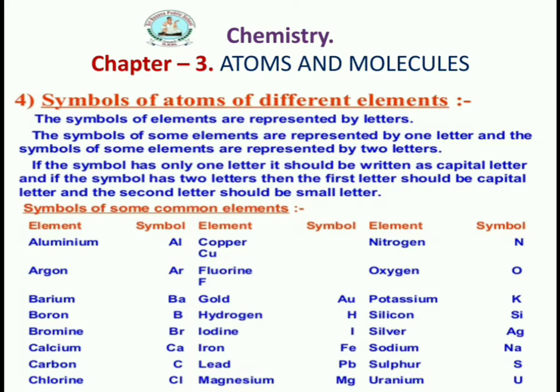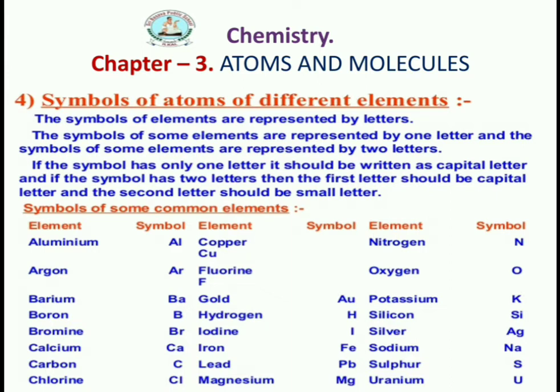If the symbol has only one letter, it should be written as a capital letter. If the symbol has two letters, then the first letter should be a capital letter and the second letter should be a small letter. Here many examples are given, just follow them. Here are symbols of some common elements, with the elements on the left side along with their symbols.